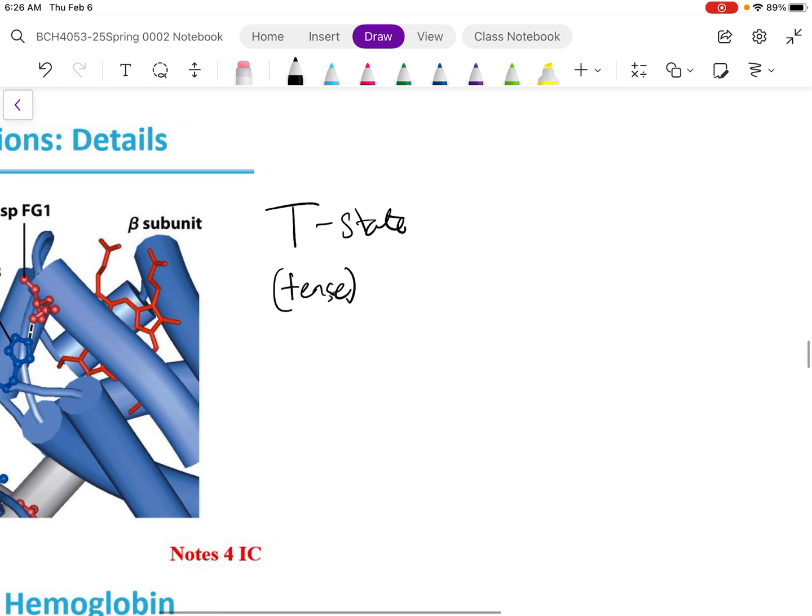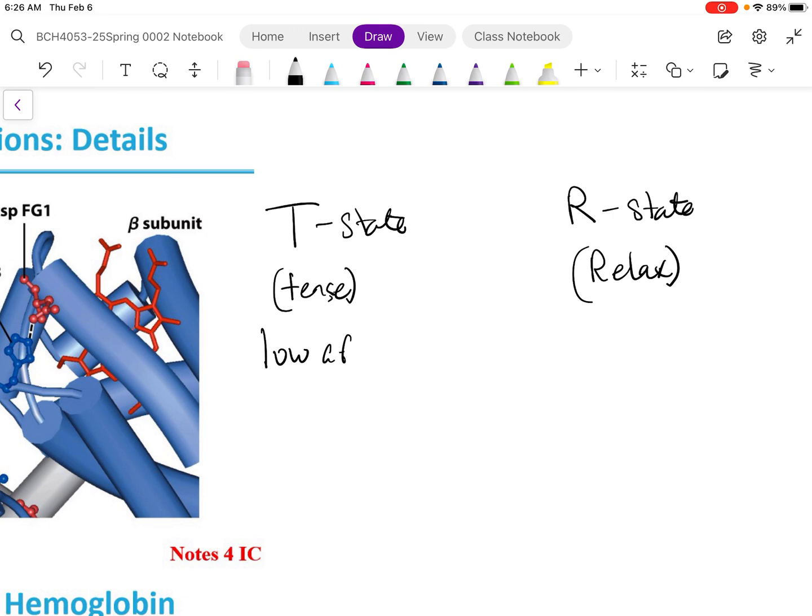Or it could be in an R state, which stands for relaxed. Now, these two different states are very important because the T state has low affinity for oxygen, and then in the R state, we have high affinity.